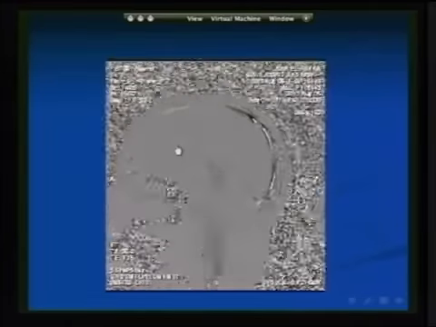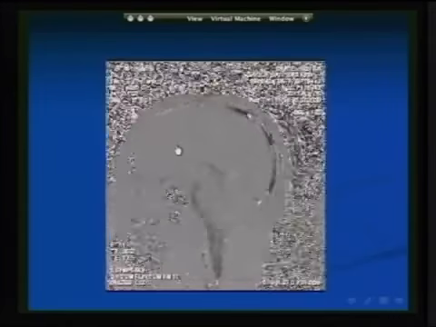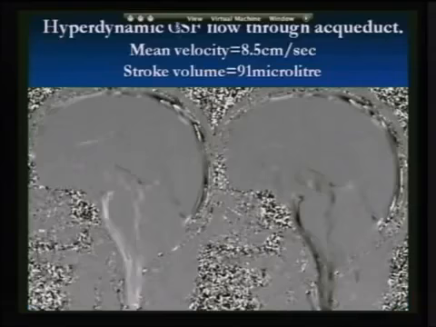In the phase contrast sequence, it is totally normal as regards the patency, but when we perform calculations, there is a hyperdynamic CSF flow through the aqueduct. Normal flow will be up to 6. Here it is 8. The stroke volume normally up to 20. Here it is 91 microliter.